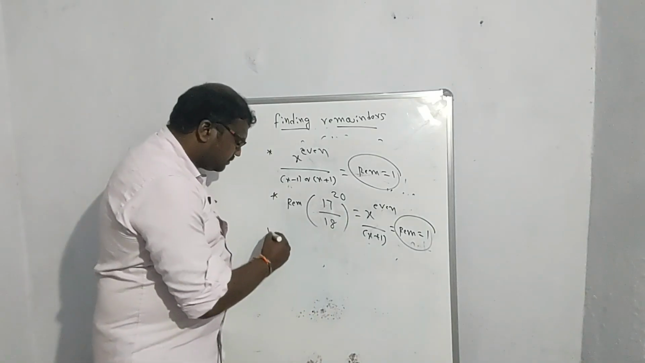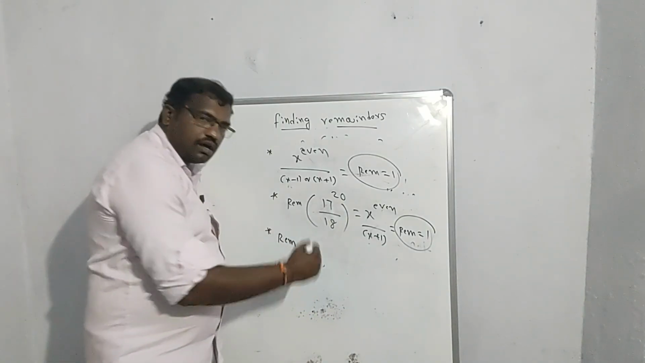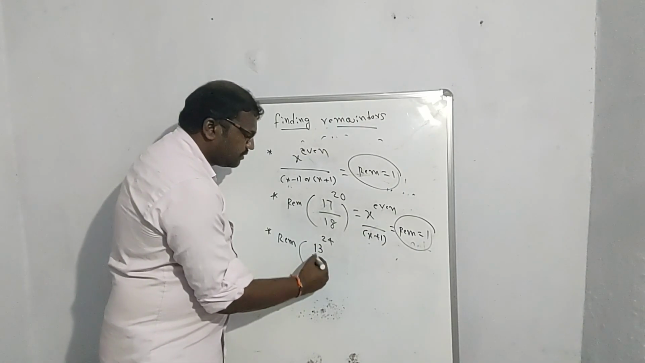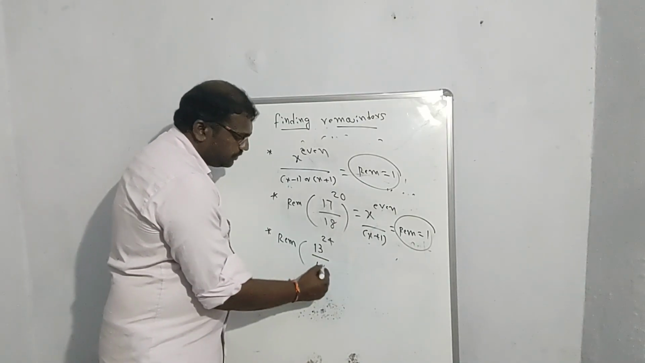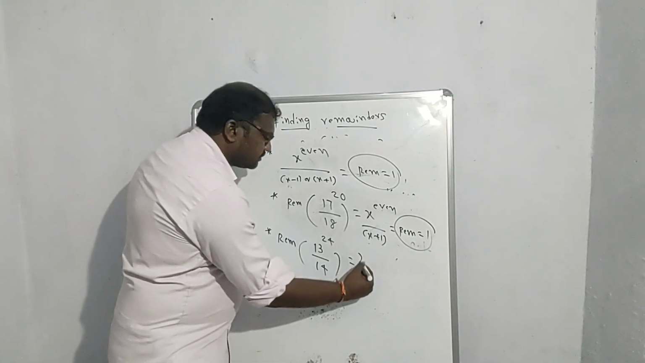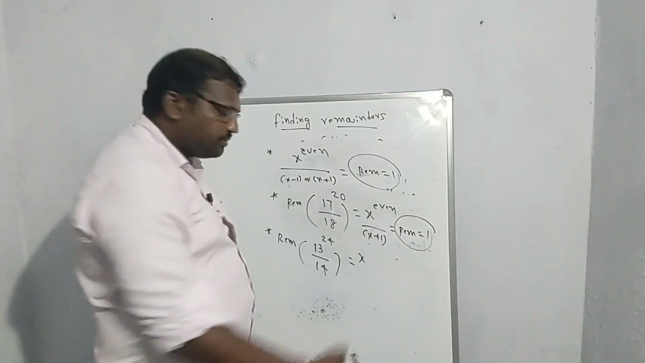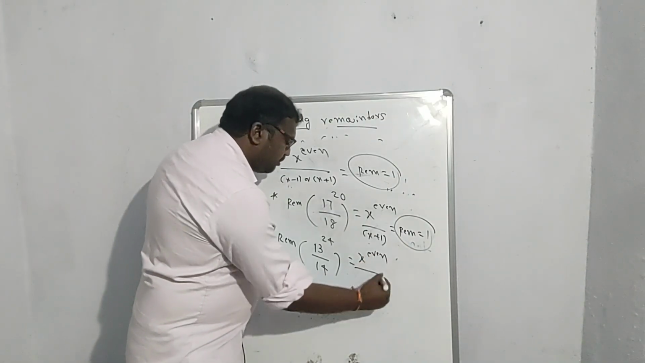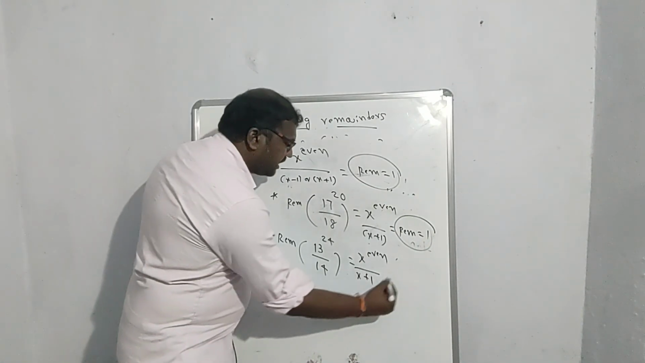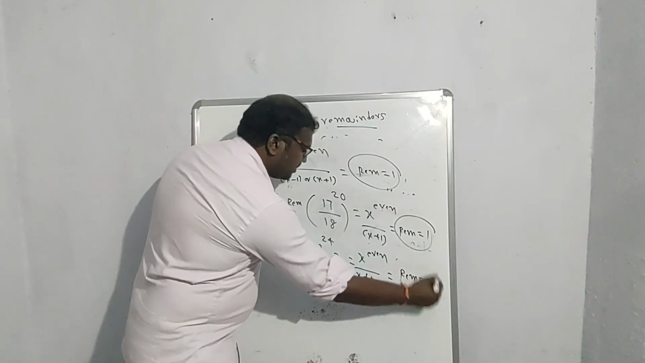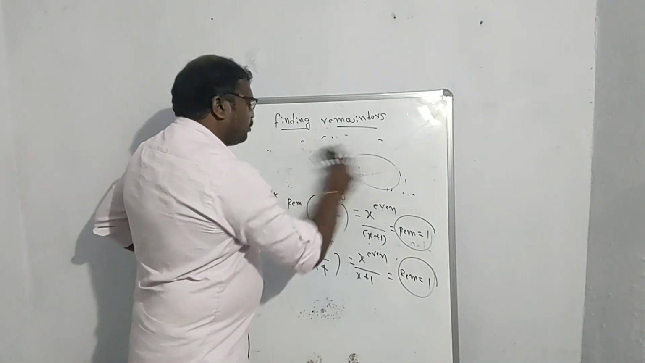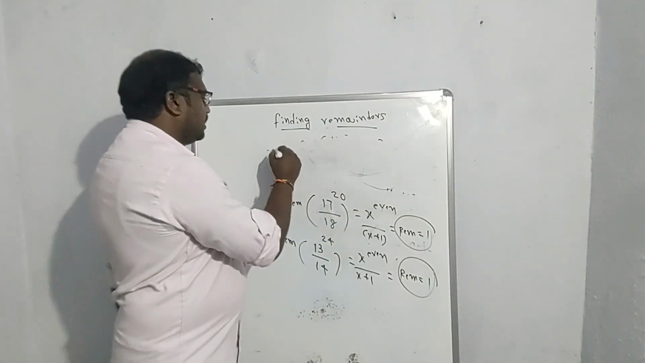I will take another problem. Remainder of 13 power 24 by 14. Here 13 is x and the power value is an even number. The denominator is more than x by 1, so it is x plus 1. Again the remainder is 1.